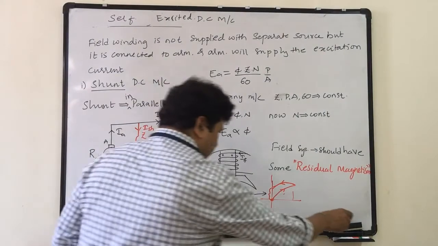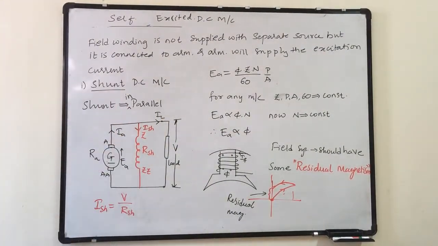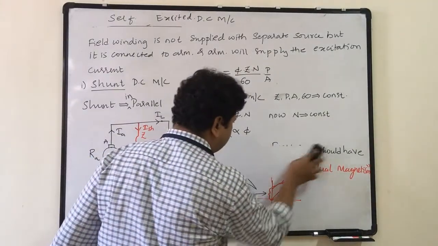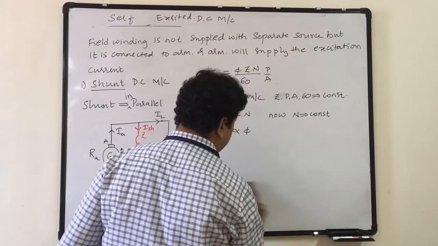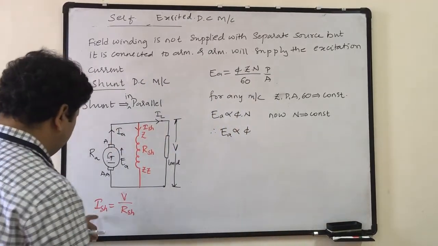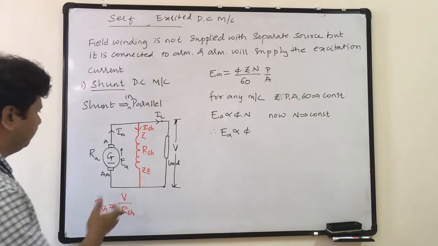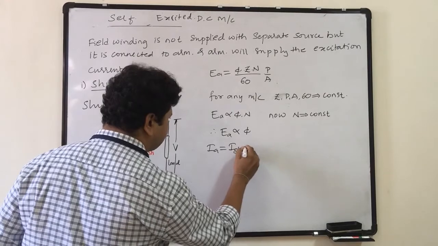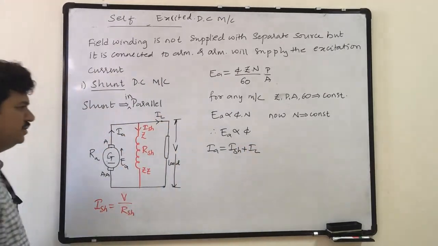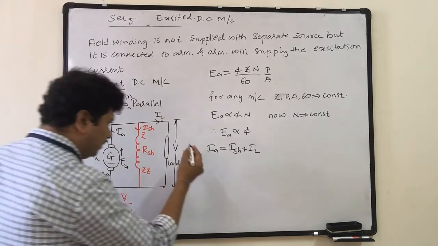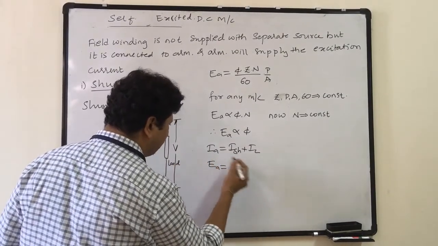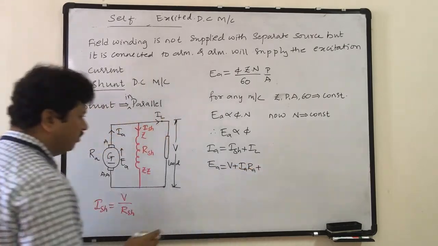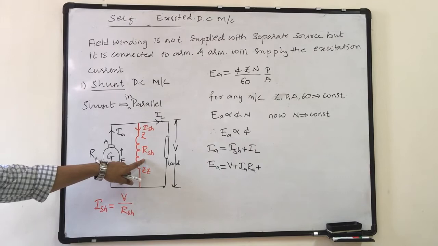By observing the circuit, now we know how the machine operates. Now we will go to the circuit part. ISH is equal to V divided by RSH. Then IA is equal to ISH plus IL, and EA is equal to V plus IA RA. You don't add IA RSH because it is in parallel.